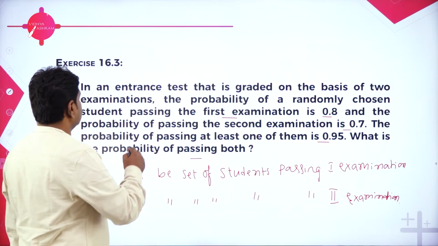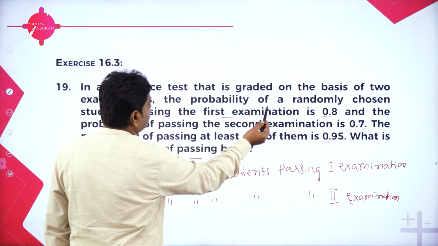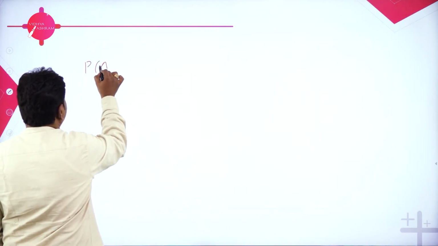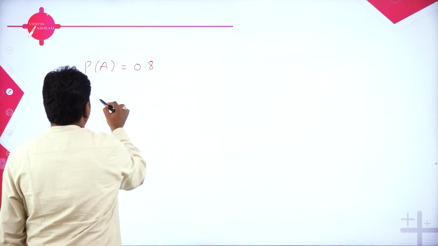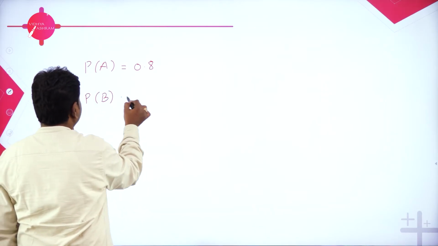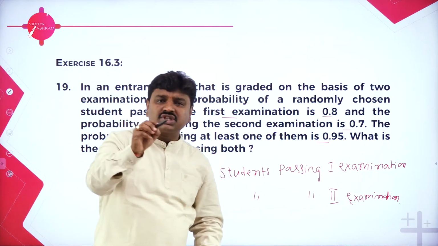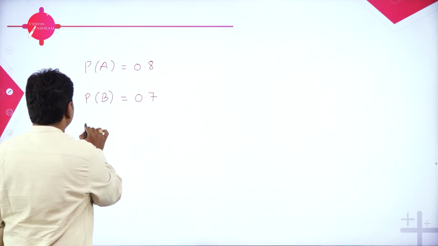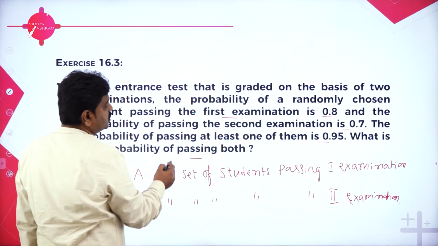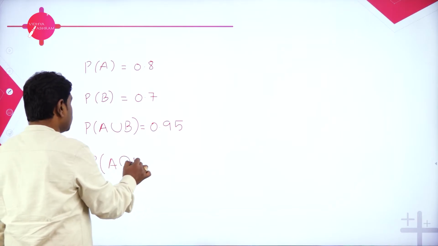They told us that the probability of a randomly chosen student passing the first exam is 0.8. Means they give P of A. P of A is given as 0.8, and they told second examination probability is 0.7. So P of B is 0.7. Also, they told passing at least one. At least one means what? A or B. So they have given P of A or B. A or B means A union B is how much? 0.95. And now the question is, what is the probability of passing both the examinations?